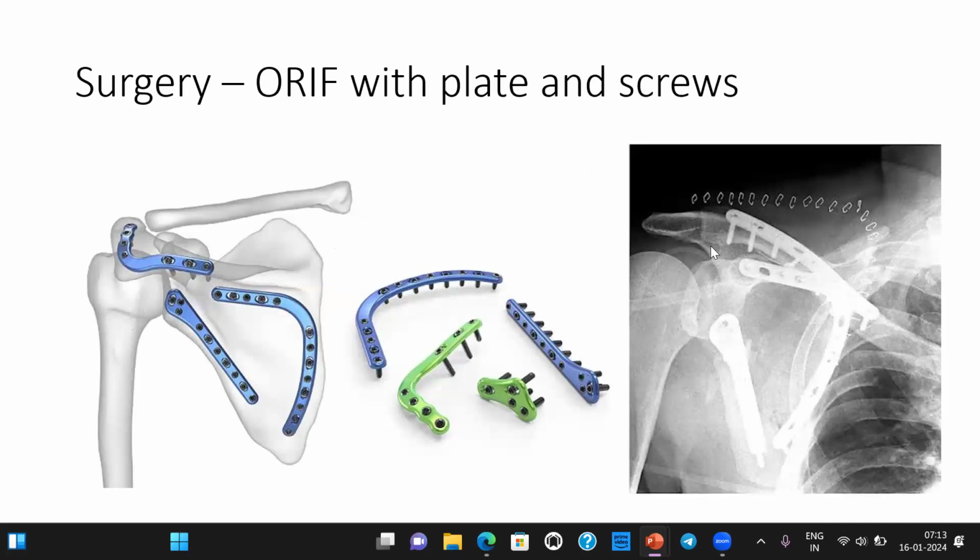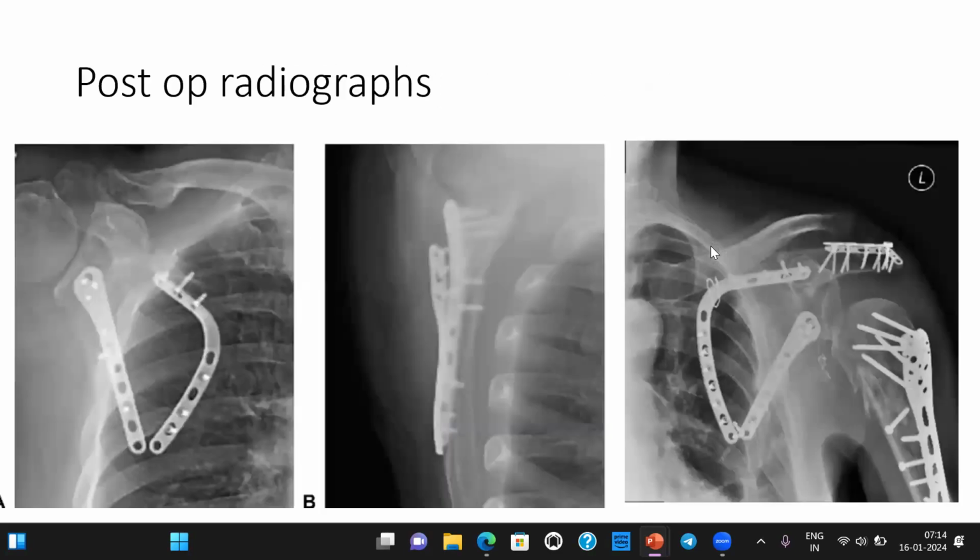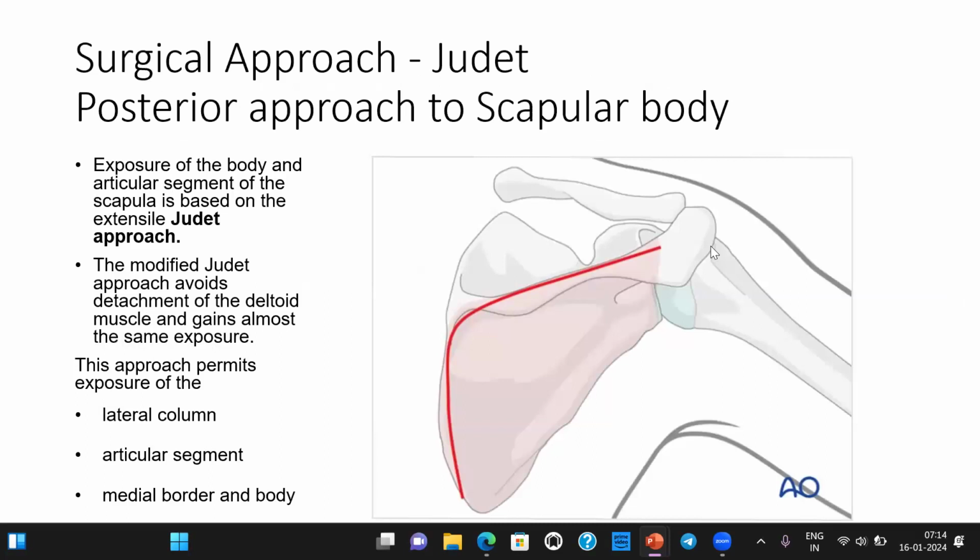These are some of the implants which are available for scapula fixation. And these are the post-op radiographs. We have a medial plate and a lateral plate and an acromion-specific anatomic plate. So for the surgical approach used to fix the scapula, there are two approaches. One is the Judet approach and the other is the Brodsky approach.